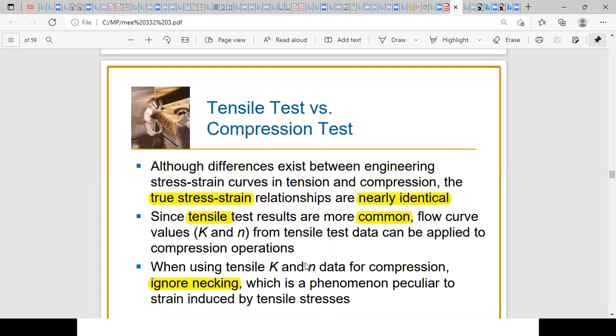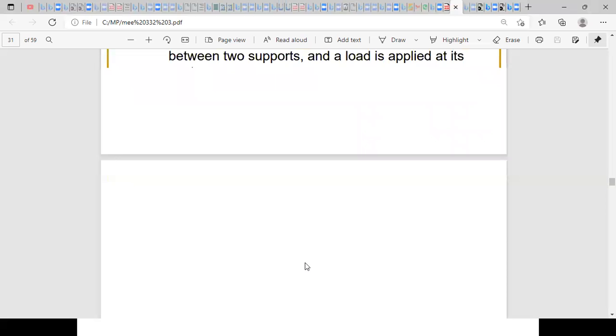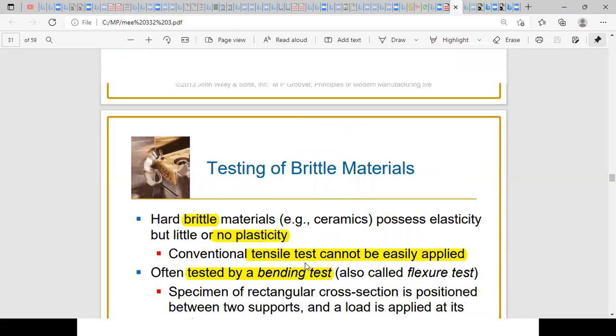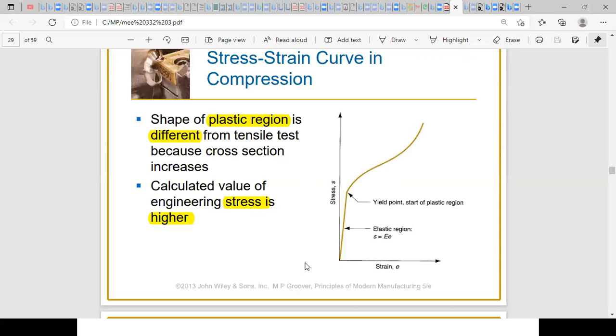And you will see that the engineering curve and the true curve will be very similar to the tensile test. So if you want to plot it here, it will be like this and then like this, but without necking. At a certain stage, you will have the end of the compression test, but no necking part.